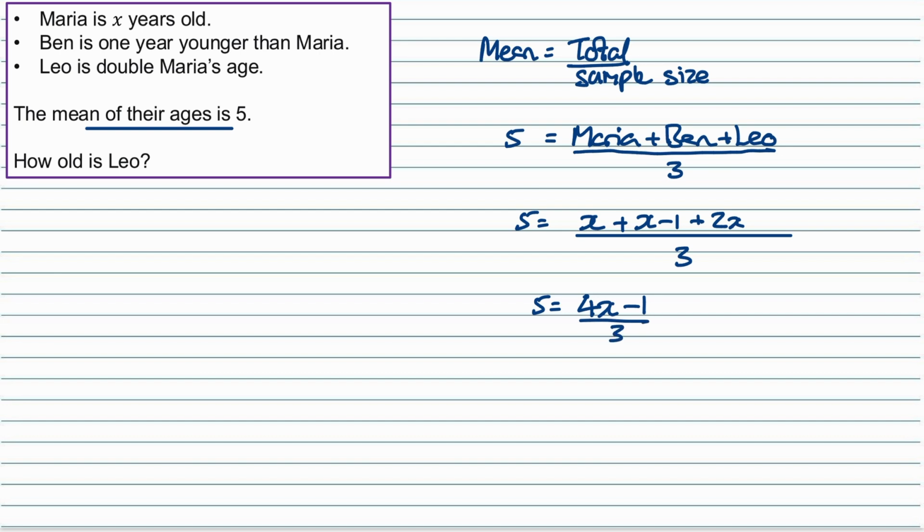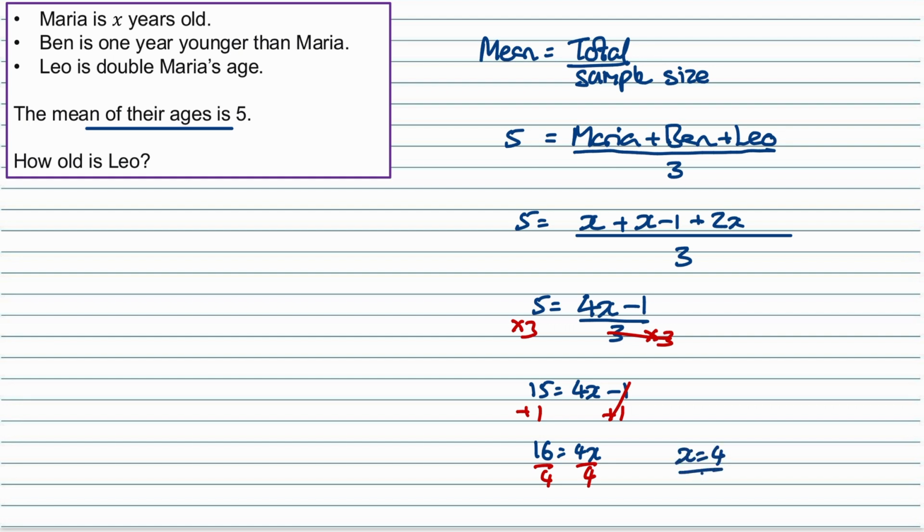And now we can move the division of 3 to the other side, multiply both sides by 3, these two will cancel. So we'll get 15 will equal 4x minus 1. We can add 1 to both sides, these two will cancel. So 16 will equal 4x. And then we can divide both sides by 4. So x will equal 4.